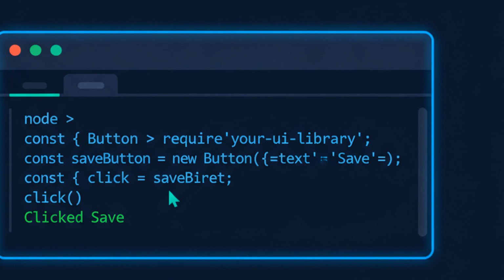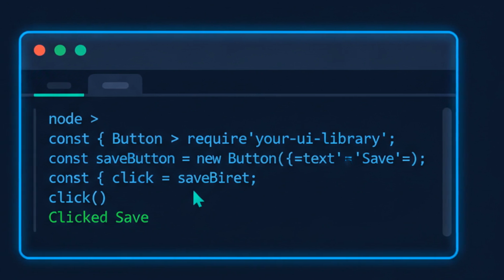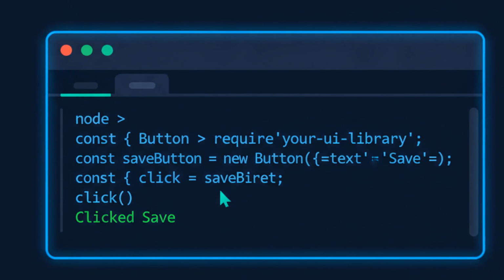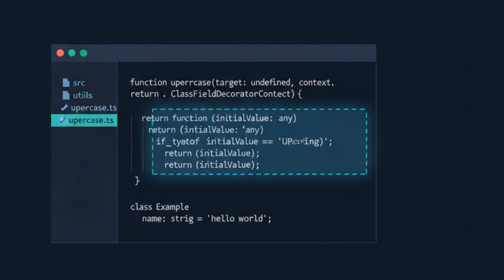Now detach the method and call it standalone. Without auto binding, this would be undefined and throw. With our autobound decorator, this stays locked to the button instance, so the label resolves correctly. This is the cleanest auto-bind pattern available in modern TypeScript. Field decorators are the trickiest to understand.